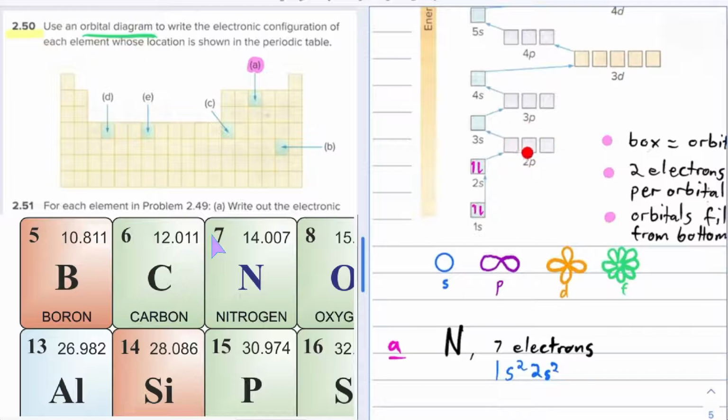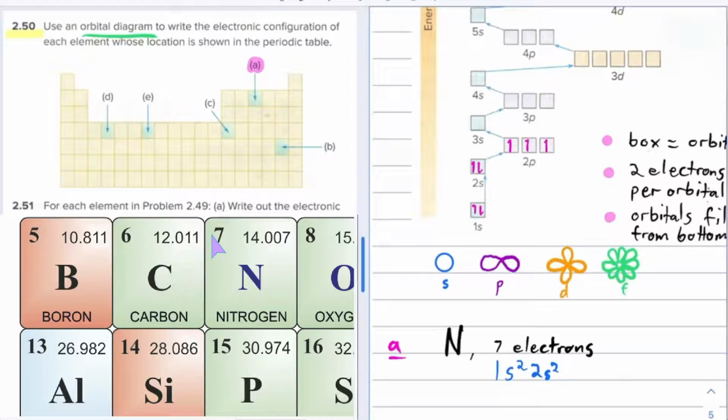Now, when you fill orbitals of the same type, the same subshell, these are all 2p orbitals. They all look like that; they're just pointing in different directions. The way you would do it is one would go here, one would go there, and one would go there.